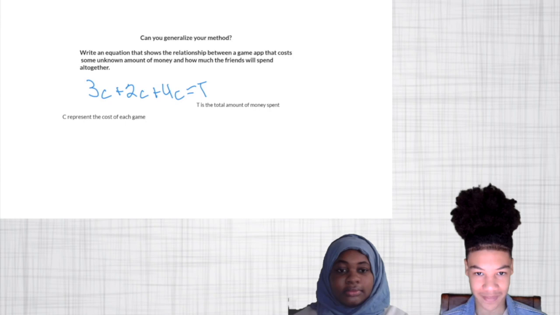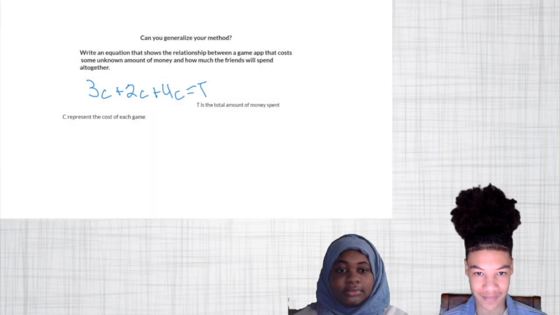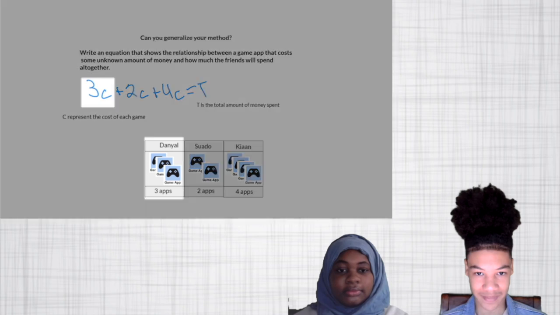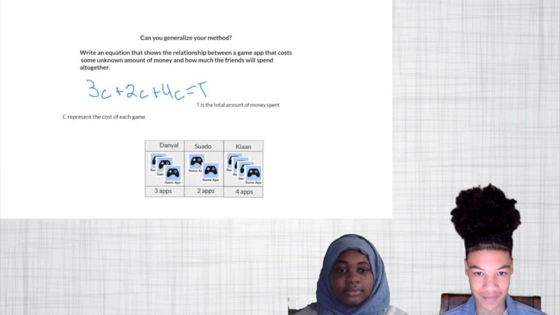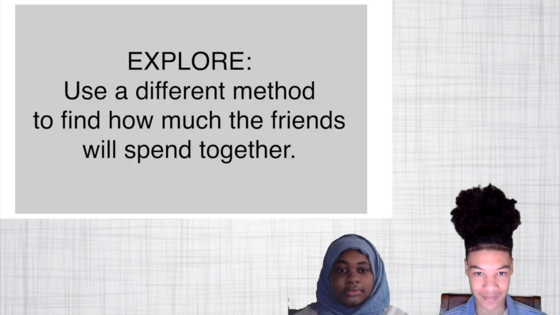In the last episode, Haleemah and ET generalized a method for finding the total amount the group of friends spent on apps. Remember where these values came from. Haleemah knew that she could use the number of apps each individual purchased and multiply it by the unknown cost. 3 times C for Danielle, 2 times C for Swado, and 4 times C for Kian. Adding these all together gave them the total amount spent. In this episode, ET and Haleemah will discover a shorter, faster method.